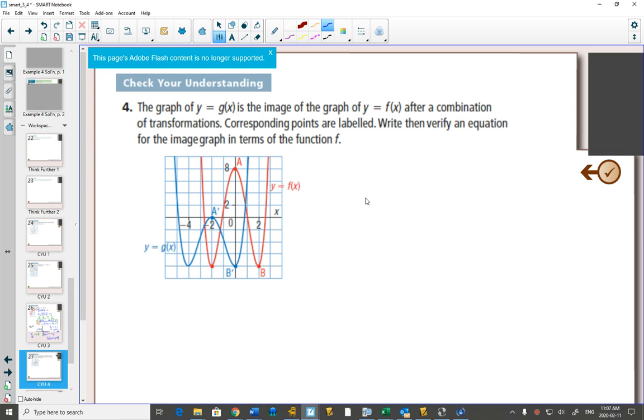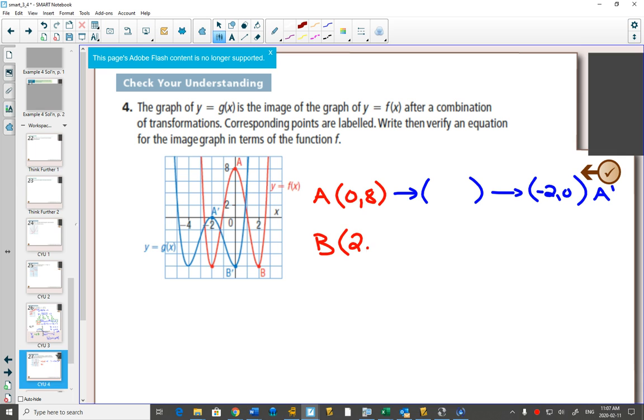So what we know is we know, for example, point A on f of x, which is at (0, 8). Something happens to it, then something else happens to it, and we end up at A prime, which is now at (-2, 0). And point B, which starts off at (2, -8), something happens to it, something happens to it, and B prime ends up at (0, -8).